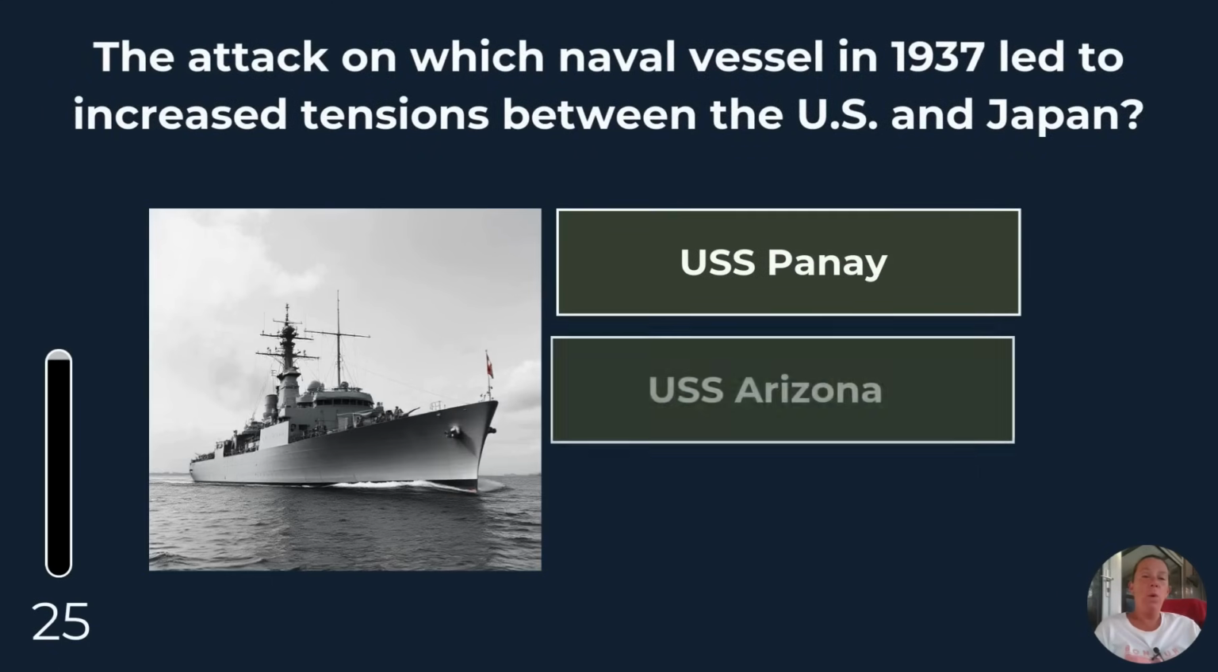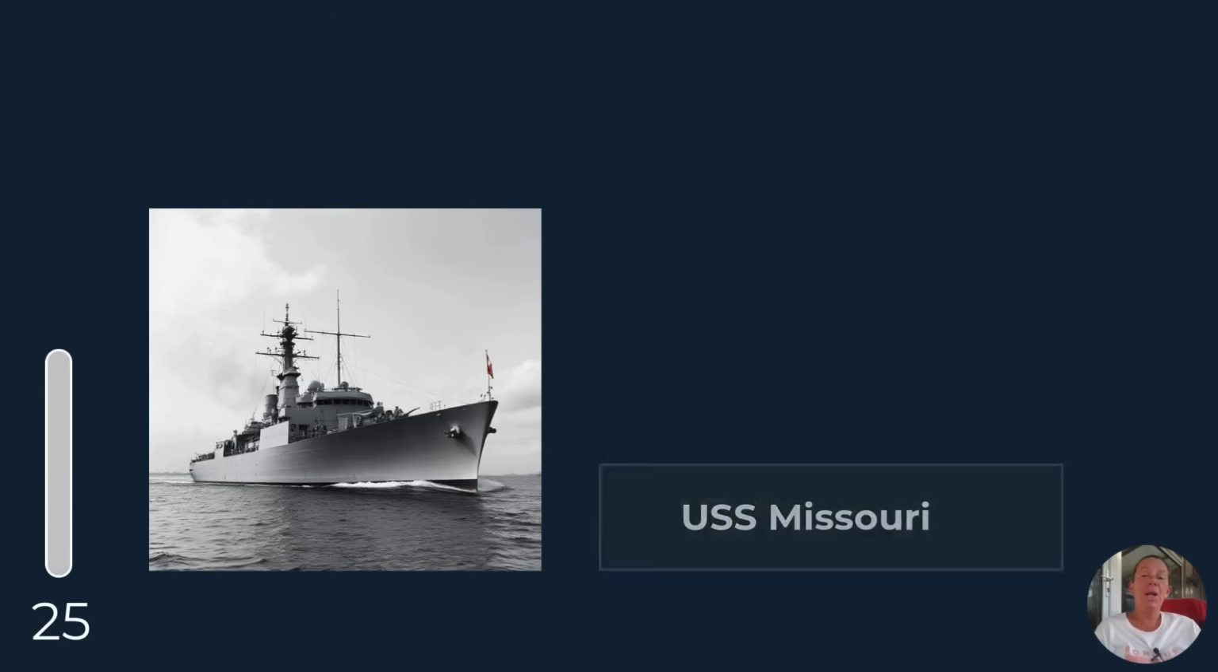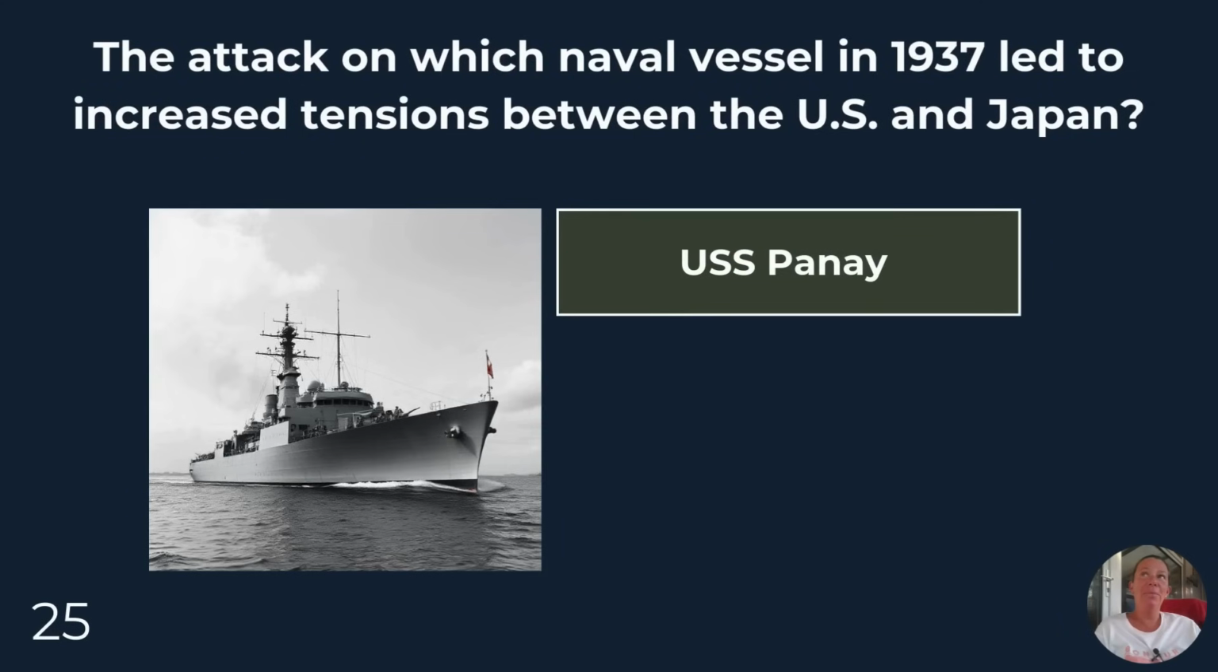The attack on which naval vessel in 1937 led to increased tensions between the US and Japan? USS Panay, USS Arizona, or USS Missouri? USS Panay.